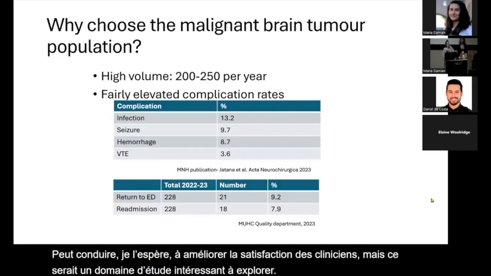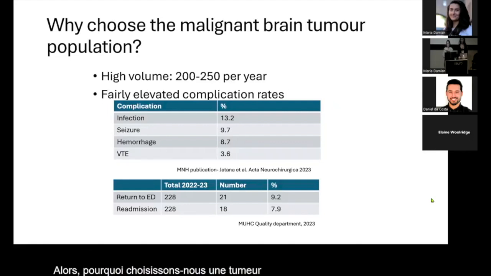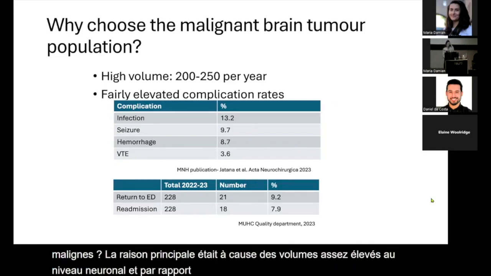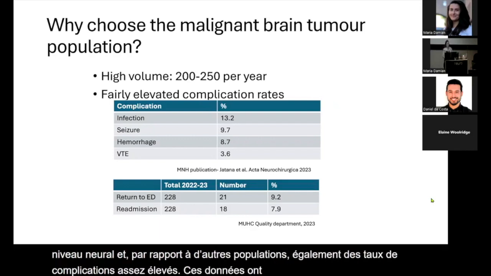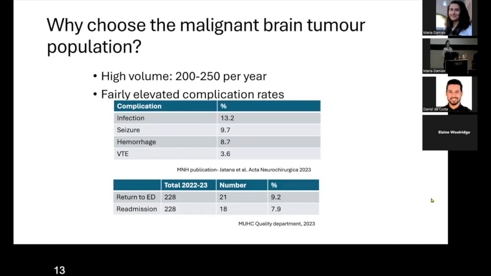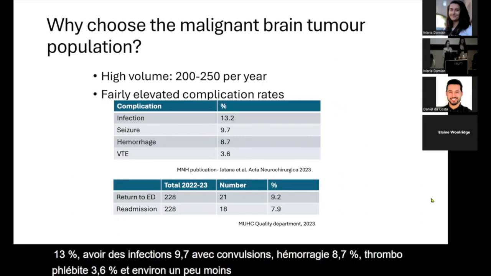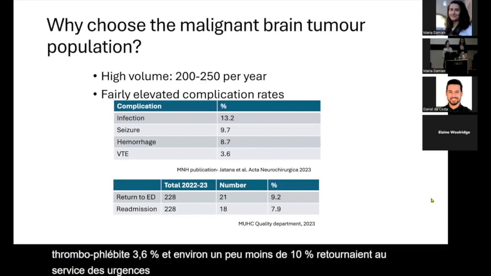So why did we choose the malignant brain tumor population? Well, the main reason was because of the fairly high volumes at the neuro compared to other populations. Also fairly elevated complication rates. This data was from 2022, 2023: 13% having infections, 9.7% with seizure, hemorrhage 8.7%, thrombophlebitis 3.6%, and a little bit less than 10% returning to the emergency department or being readmitted. So we aim to reduce complications mainly.